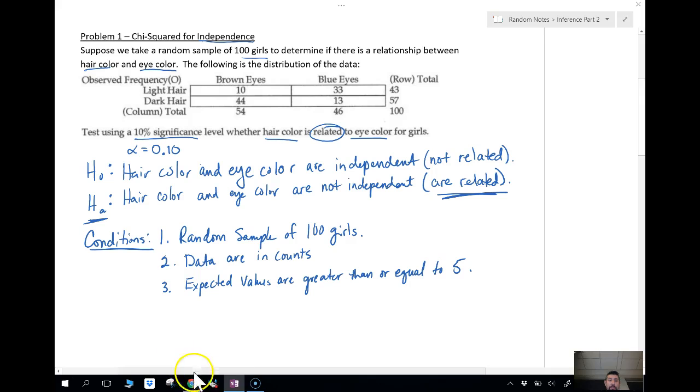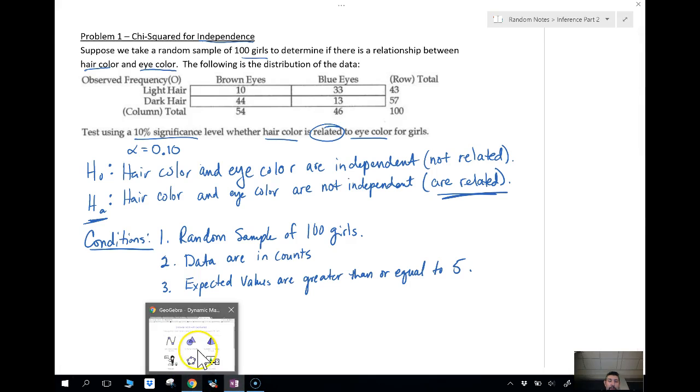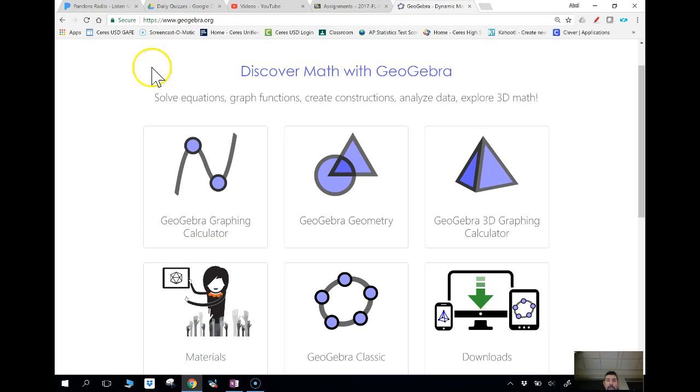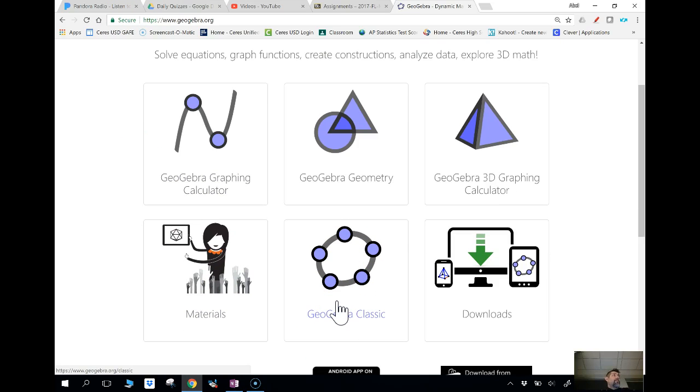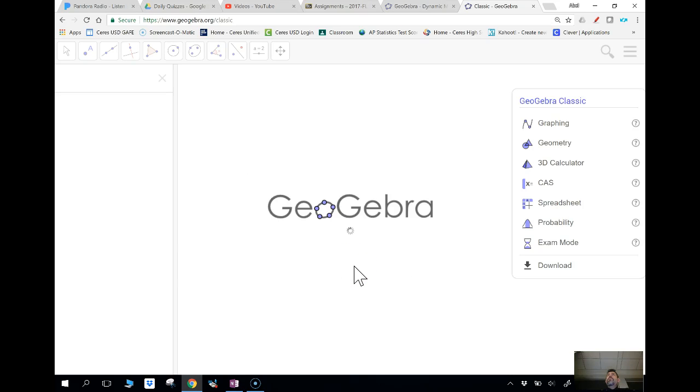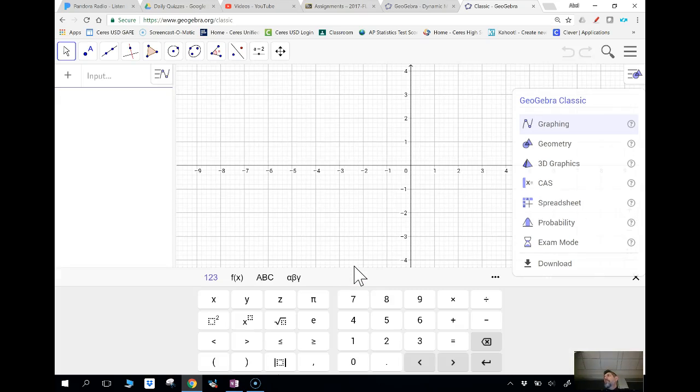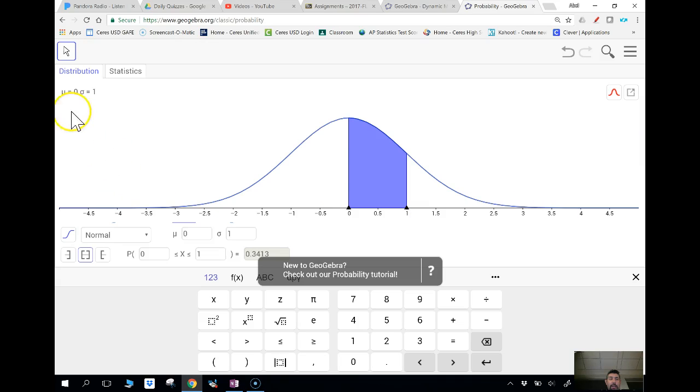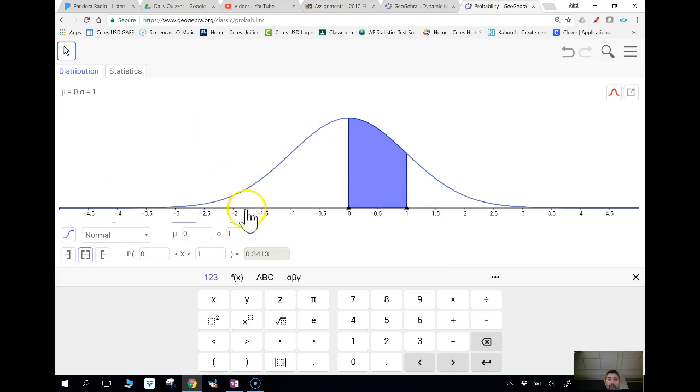So I'm going to go to Geogebra, geogebra.org. And I'm going to use Geogebra Classic. That's the one I like to use most here. So for this one, we're not going to use a spreadsheet. Thus far, for anything we've done in Geogebra, we did a spreadsheet. This one, we're going to do probability. And notice we have a normal distribution. So if we wanted to do something with a normal distribution, we can. We're going to go to statistics.